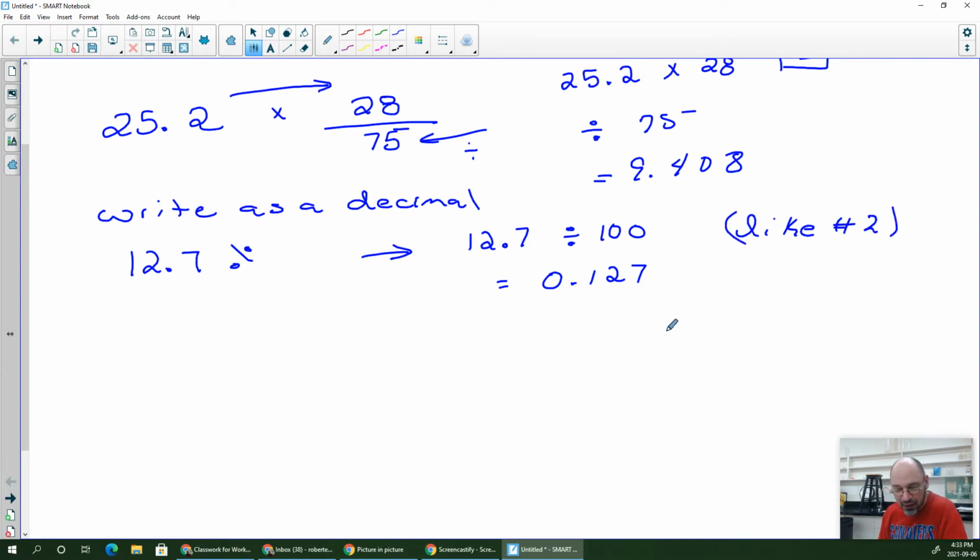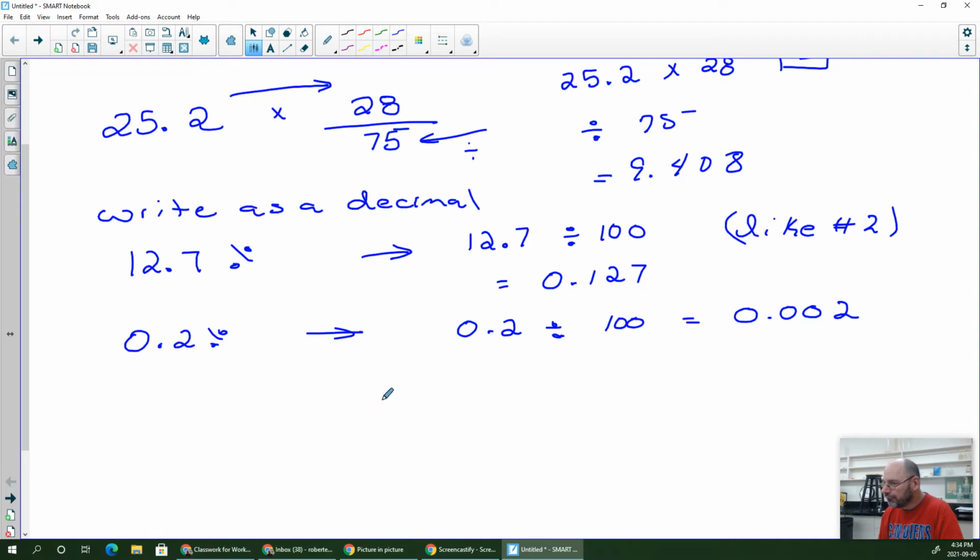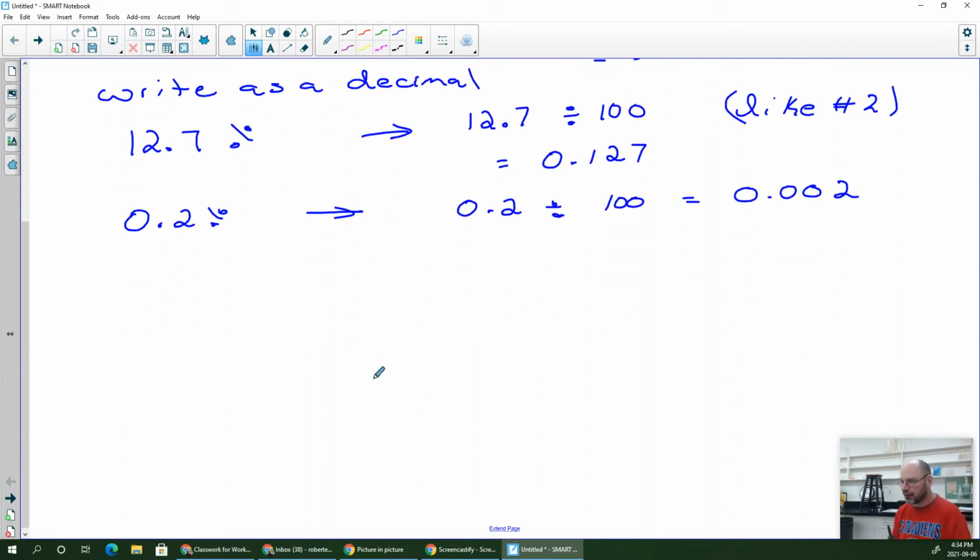Okay, they might have some decimals. They might say 0.2%. Okay, just because there's a decimal, don't get confused. Treat it the same way. Go 0.2 divided by 100. Okay, and that's going to give you 0.002. Okay, and that's the first two. And then 3 and 4 are calculating percents of something.